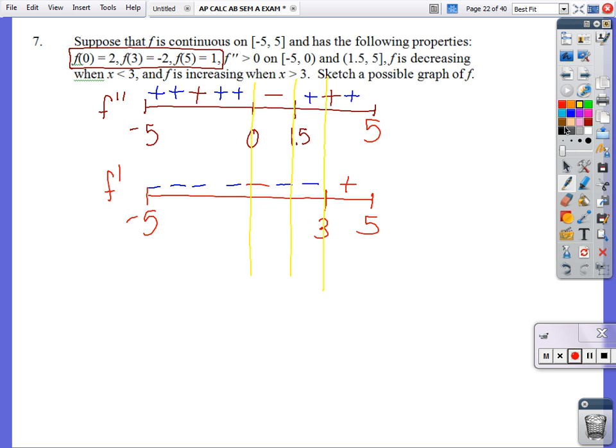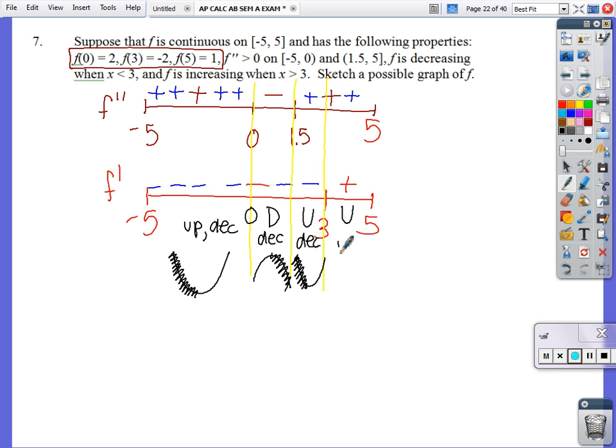Why is that helpful? Because now I can see that from -5 to 0, I am supposed to be concave up, and I'm supposed to decrease. The only way that could happen would be concave up and decreasing is this part of the U. Here I am concave down and decreasing, so this would be here, and that would be this side. Next one, I am concave up, but decreasing, so that would be coming down again here. And then the last part here is still concave up, but I'm increasing.